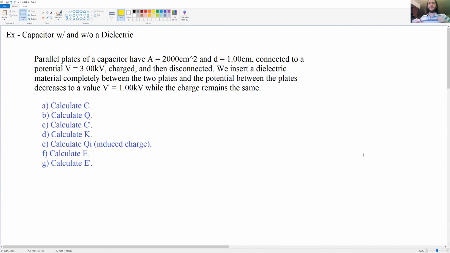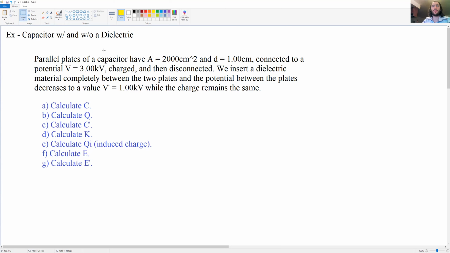So here's an example of a capacitor question. And this question involves a scenario in which the capacitor initially does not have a dielectric, and then at some point a dielectric is inserted between the two plates. This question also includes some analysis of charging up a capacitor and then disconnecting it from the voltage source that charged it. So there's a lot going on here in this problem, and a lot of stuff that we can get out of it.